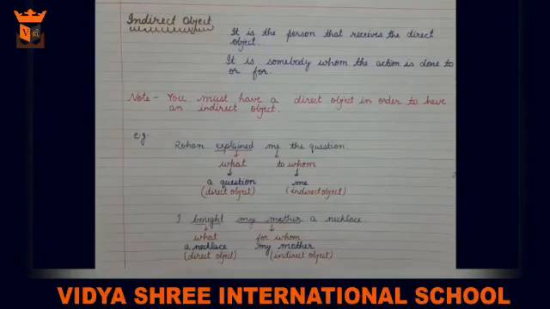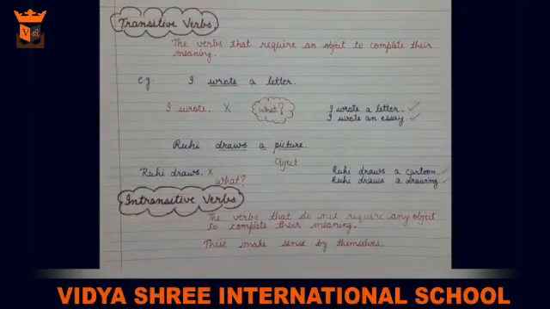Moving on to the verbs, our next category that we are going to learn is transitive verbs. What are transitive verbs? The verbs that require an object to complete their meaning.